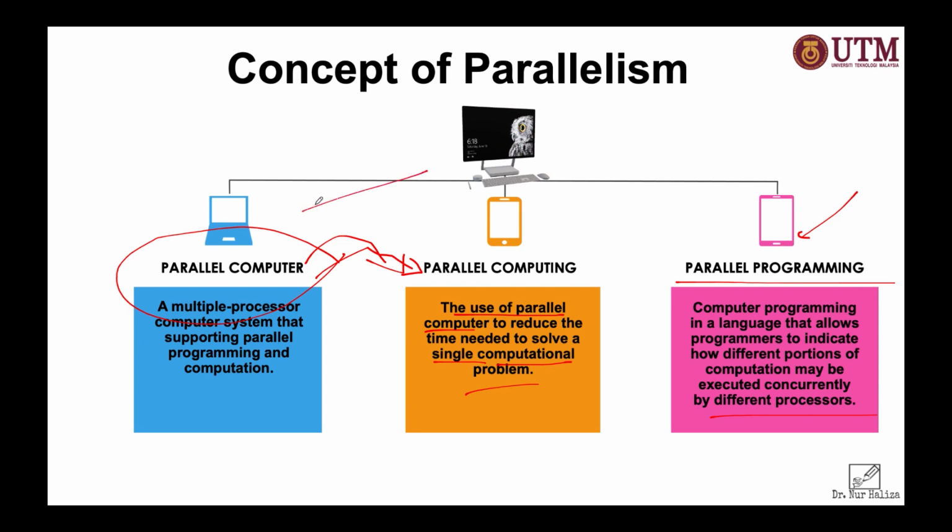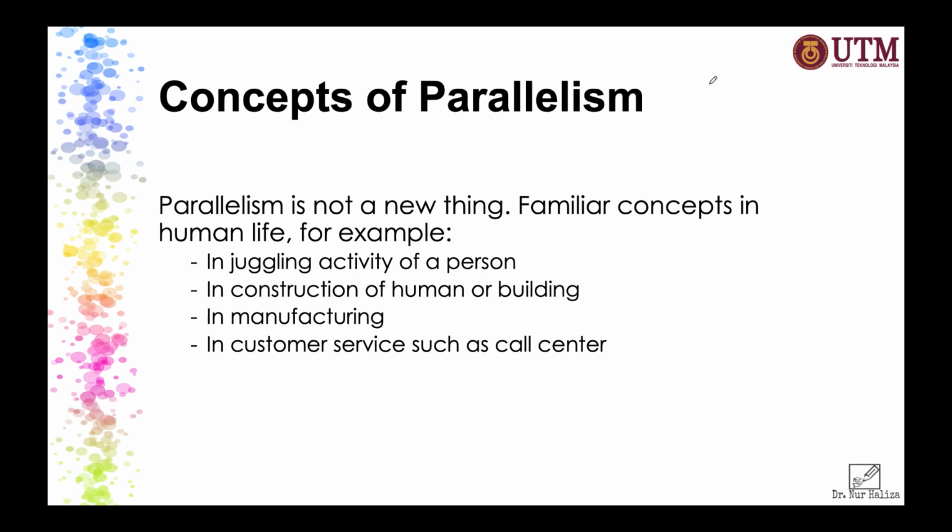So there are only 3 concepts that you need to remember. I think it's not very hard for you to remember the concept of parallelism. This is also an example of the concept of parallelism, which is not a new thing. You have basically heard about this before and people always talk about it, and it is a familiar concept in human life. For example, in the juggling activity of a person, in construction of houses or buildings, in manufacturing, and also in customer service, such as a call center.